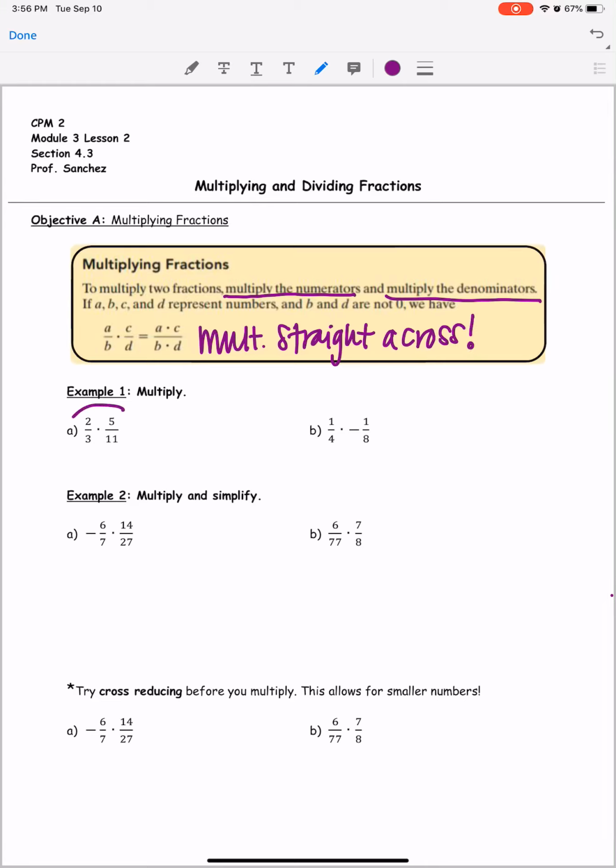So on example 1, we're going to multiply the numerators. So 2 times 5 is 10. Multiply the denominators. 3 times 11 is 33.